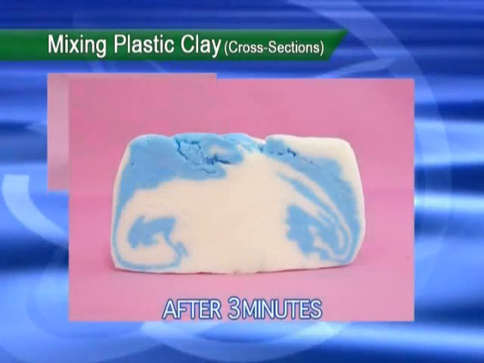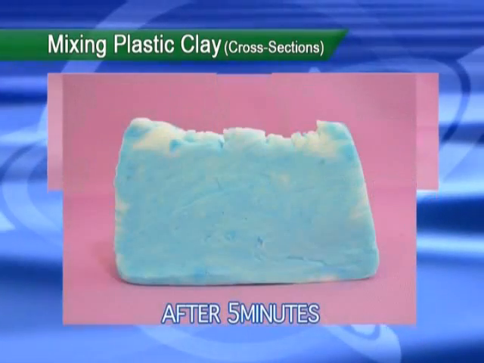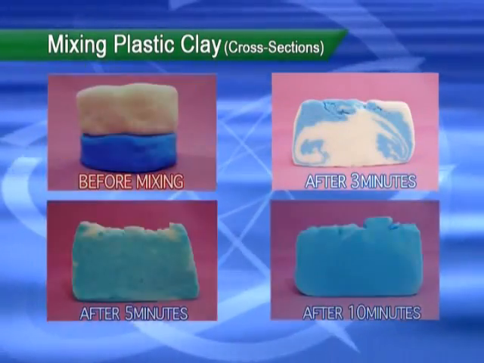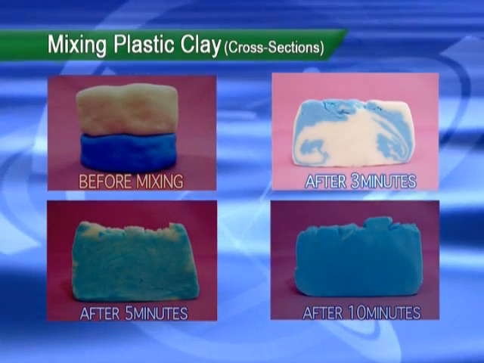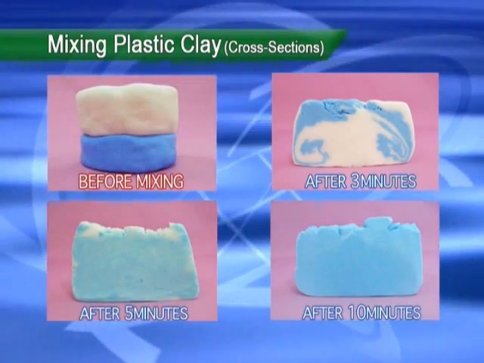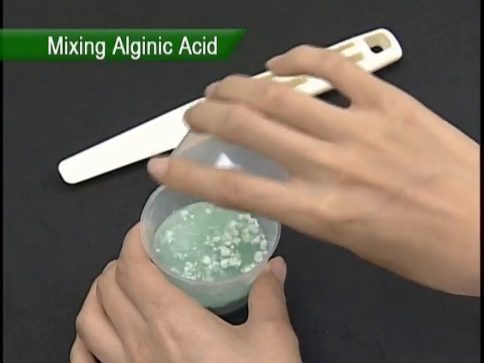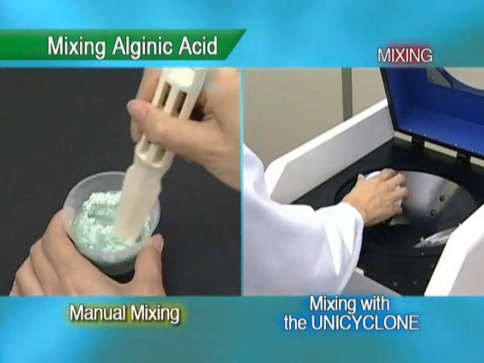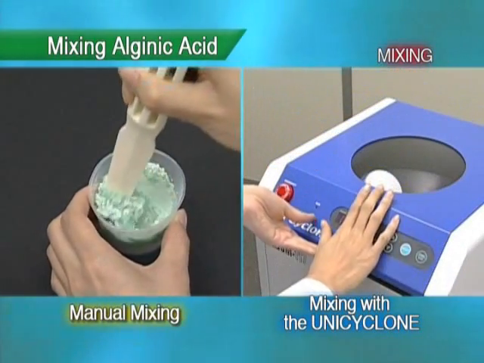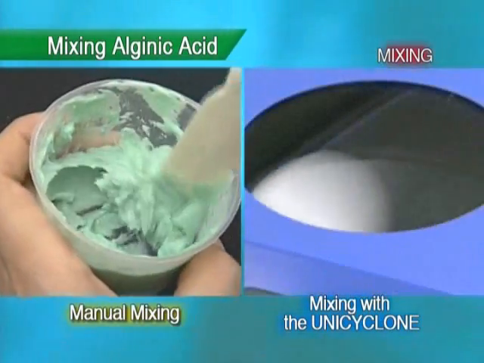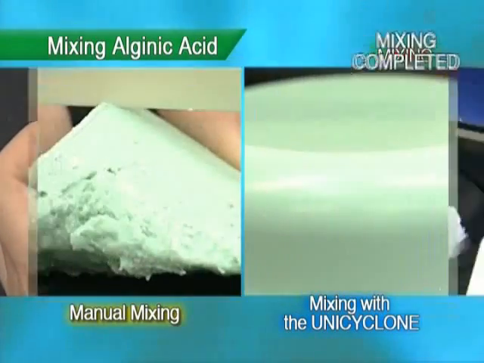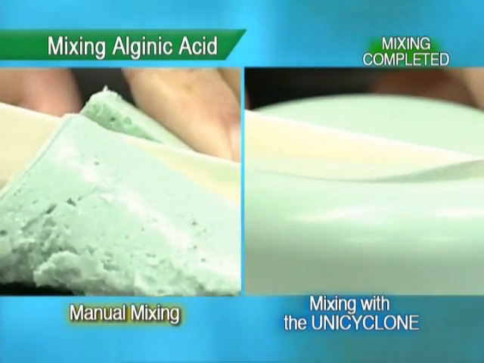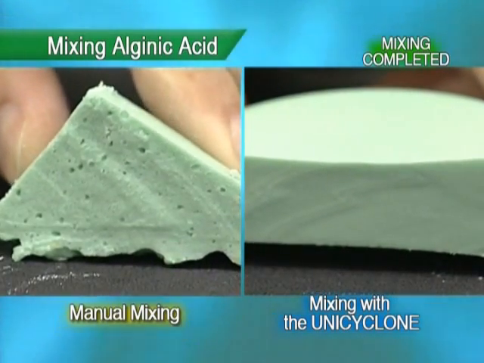Here are some cross-sections of the mixed materials at their respective steps using the Unicyclone. You can see there are spiral convections generated in every direction inside the container. In a comparison of mixed materials, the one that is mixed by the Unicyclone results in high quality and uniform materials, causing no irregularity and foams, unlike that by hand, which creates foams or air pockets.